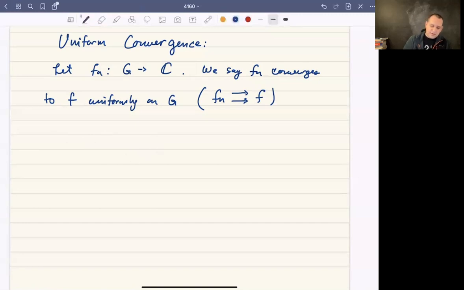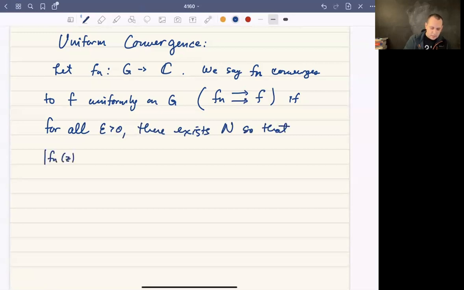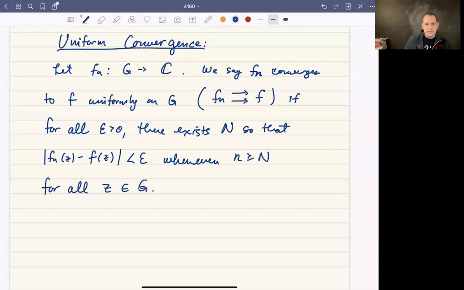So we're going to say that this sequence of functions f sub n converges to f uniformly on G if for all epsilon there exists a capital N so that we have the modulus of f sub n of z minus f of z is less than epsilon whenever n is greater than or equal to capital N, and that this holds for all values z in G. So here, notice that we put the for all z in G at the end.